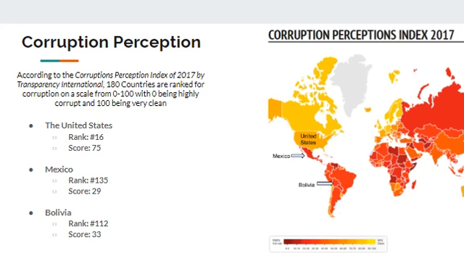180 countries are ranked for corruption on a scale from 0 to 100, with 0 being highly corrupt and 100 being very clean. Mexico has the highest corruption score and rank, while the United States has the lowest corruption score and rank out of the 3 countries. The implications of a high corruption score mean that people's health, money, and freedom are at risk. It also means people's trust in economic and political organizations and leaders deteriorate. With a low corruption perception, people have a greater trust in their leaders and political economic systems.